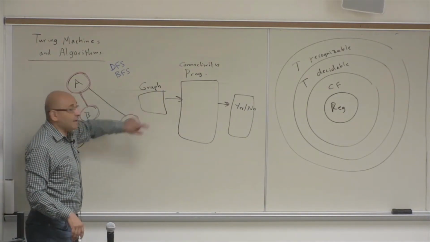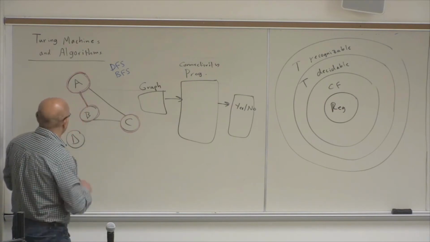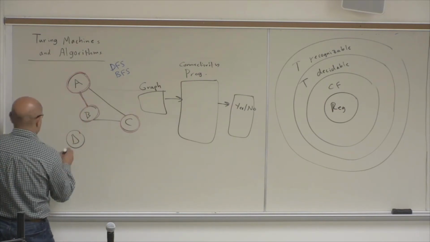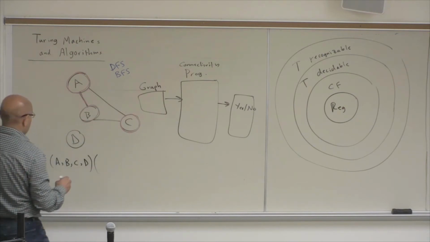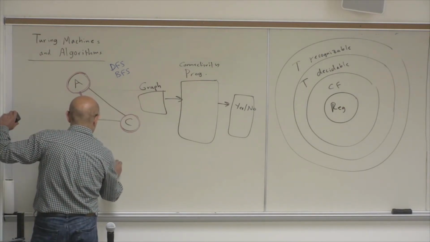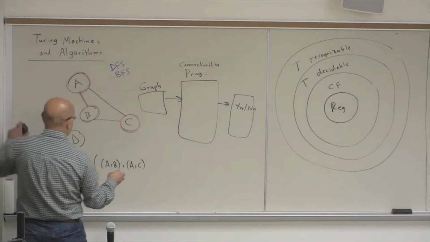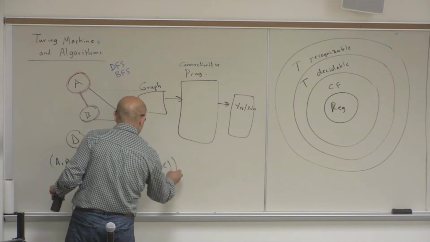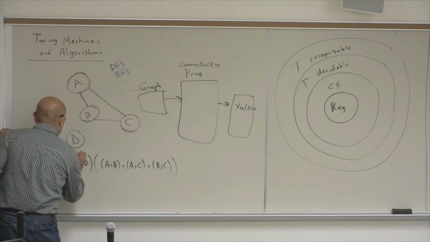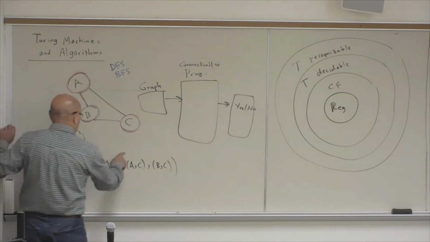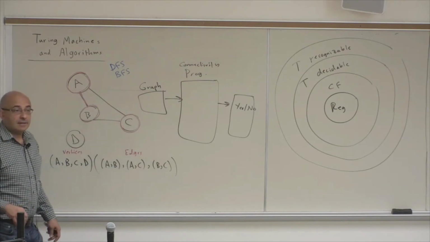Now, this graph representation is going to be some kind of encoding of the graph. One possible encoding is to list the vertices A, B, C, D, then list the edges: edge AB, edge AC and edge BC. These are the vertices, this is an encoding of the vertices, and this is an encoding of the edges. But what's this thing? This is a string, right?